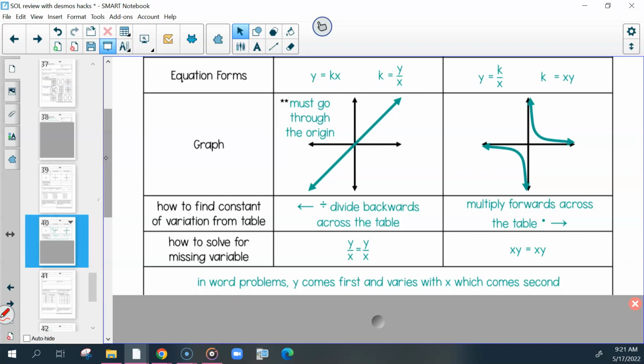You have to know that this is the format for direct and this is the format for inverse, and this is how you find K.